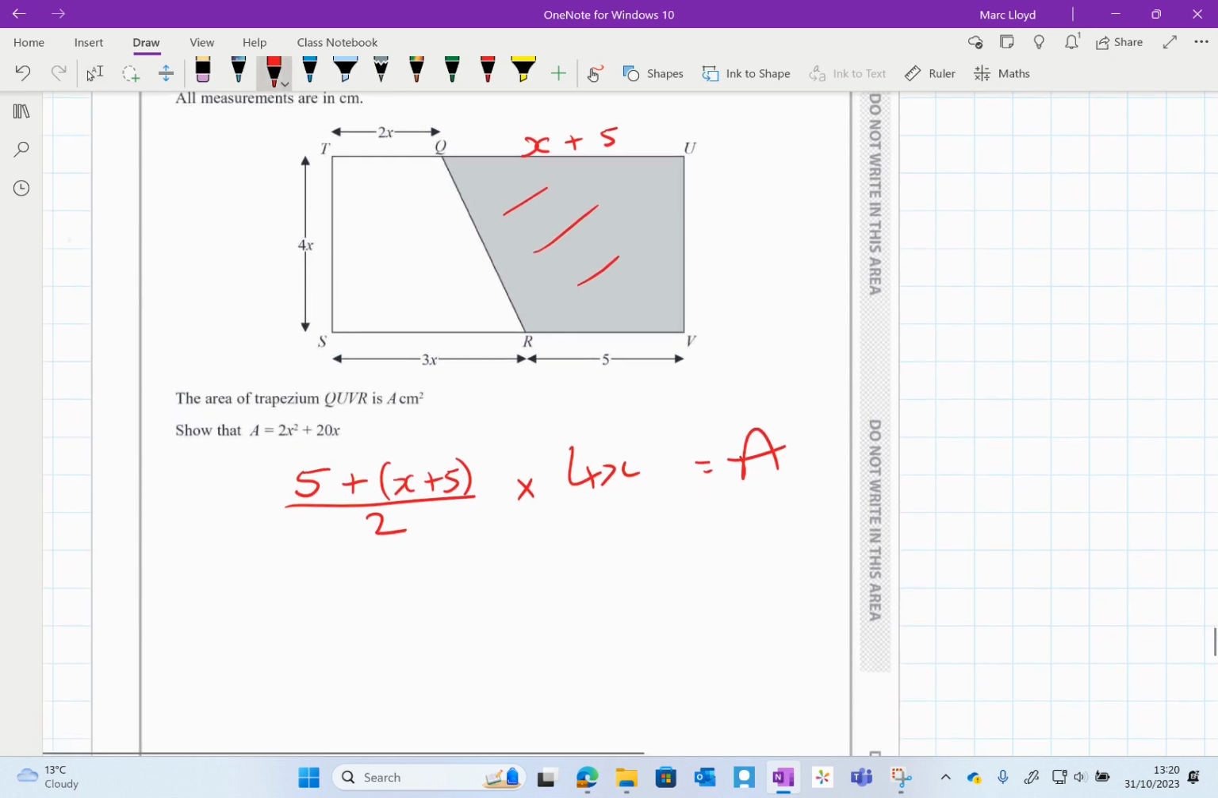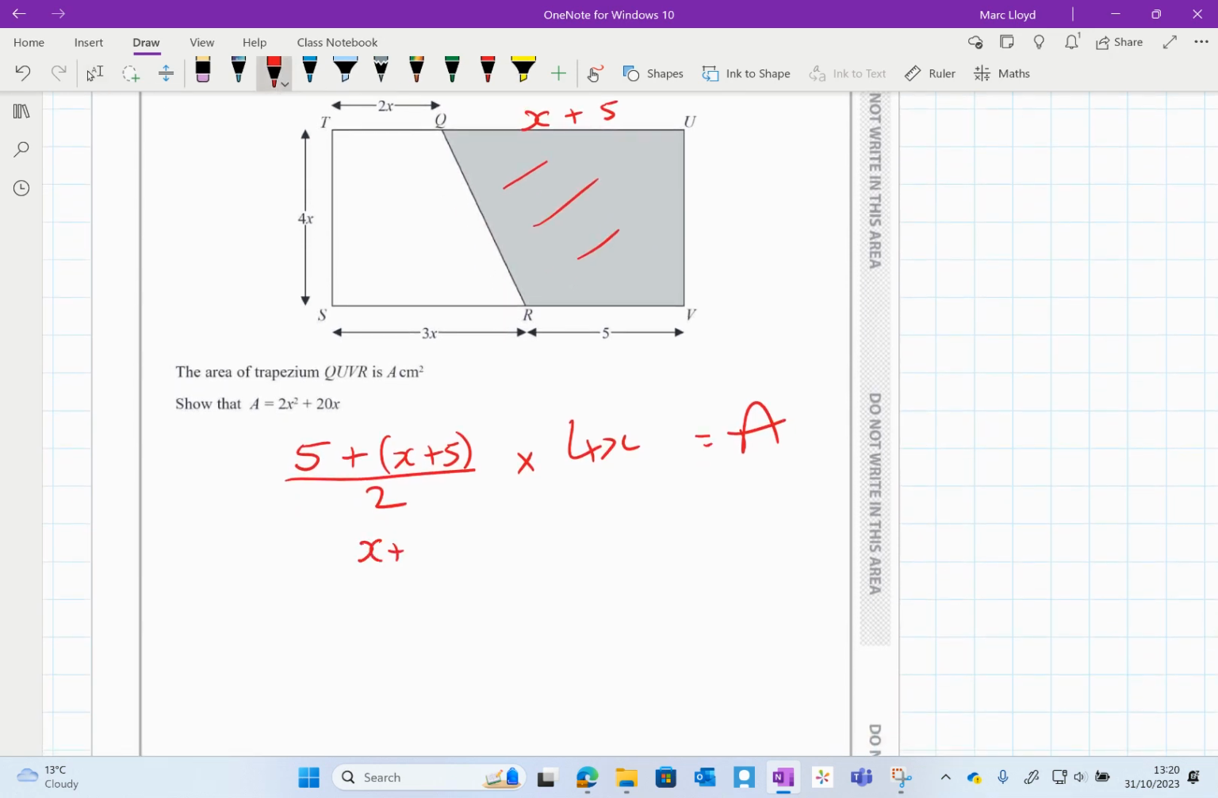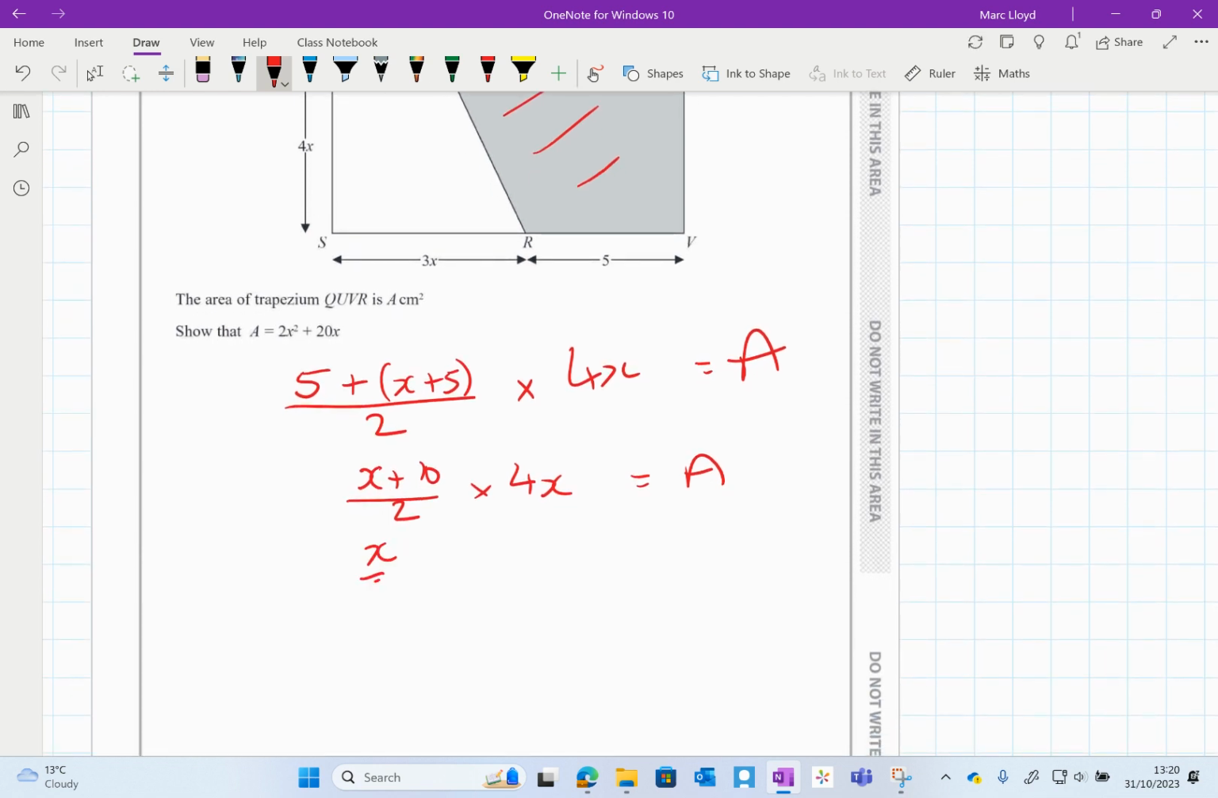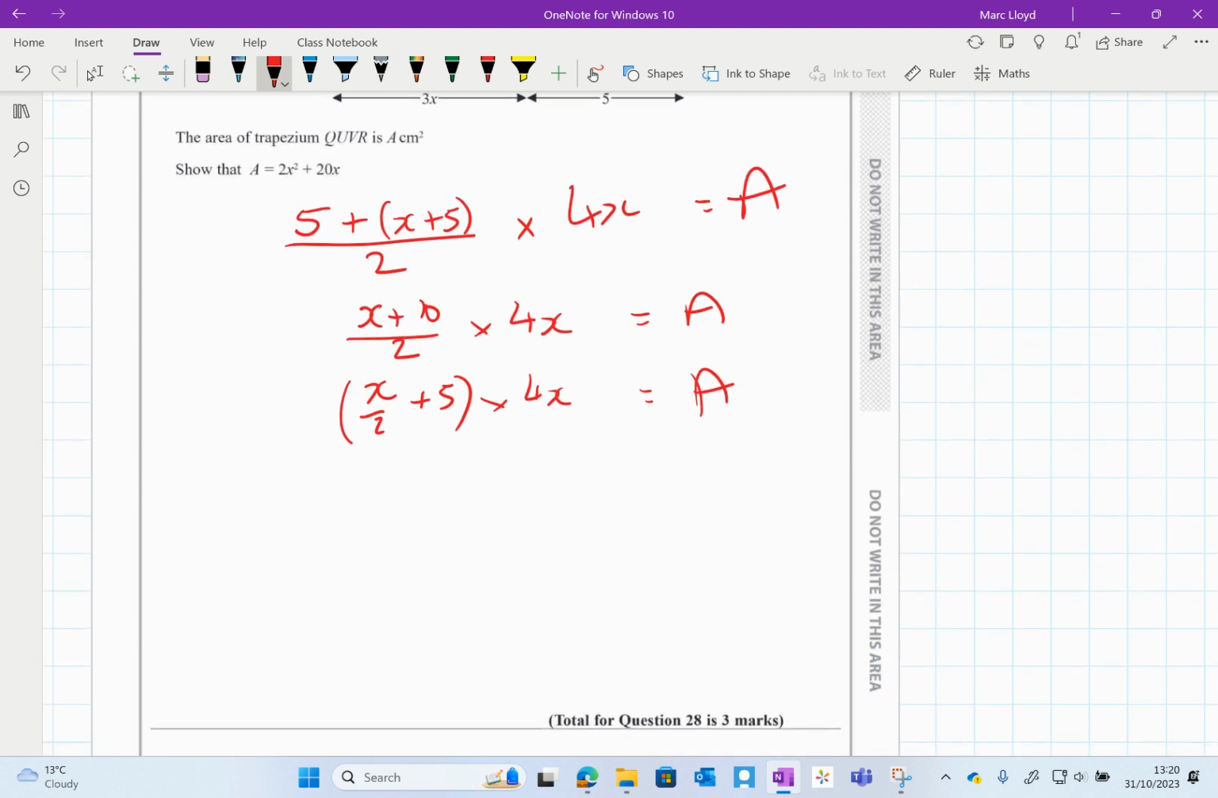Right, let's do this bit here. So we've got x plus 10 all over 2 times by 4x equals the area. So x over 2 plus 5, that's times by 4x equals A. Right, actually it'd be better if I wrote that one differently. I'm going to call that a half x, and that will make more sense to you. So a half times 4 is 2, x times x is x squared. 5 times by the 4x is the 20x, and that equals A. Easier when you know how.